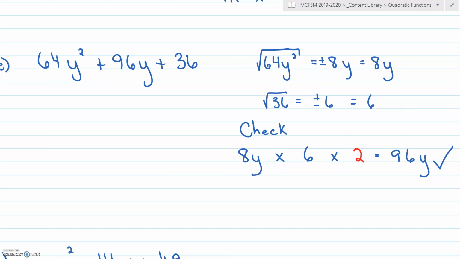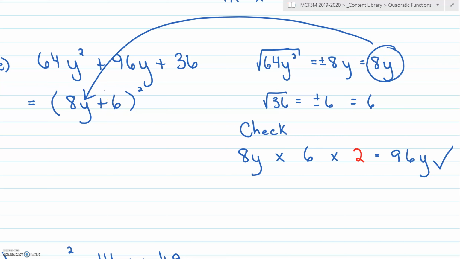So if it does work, that means we can factor it using a shortcut method, which is called the perfect square. Okay, and what times what will give us 64y squared? We already decided that it was 8y. And then what times what gives us 36? Plus 6. So this number goes there. This number goes there.